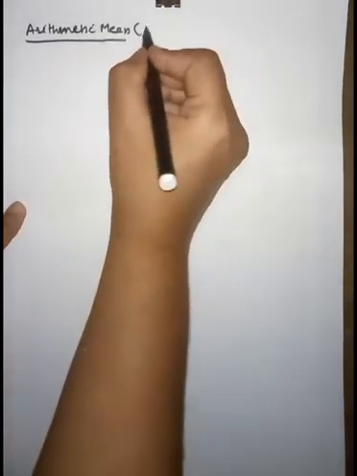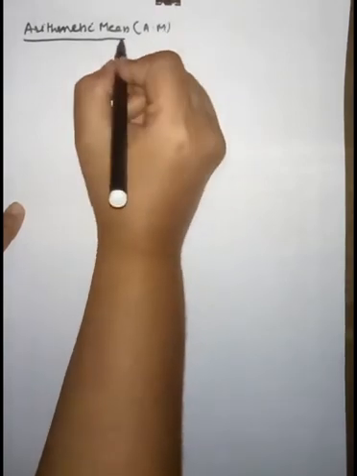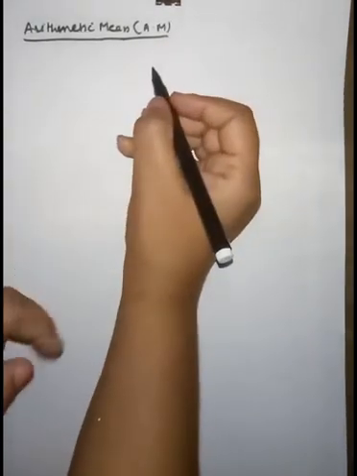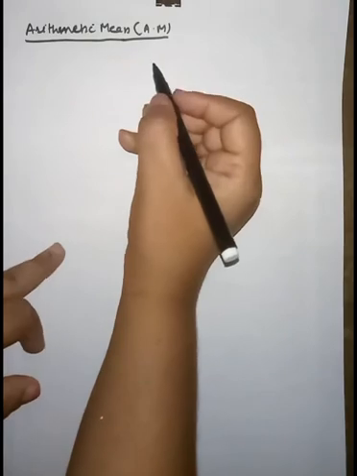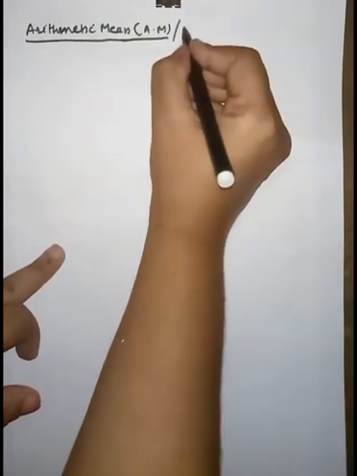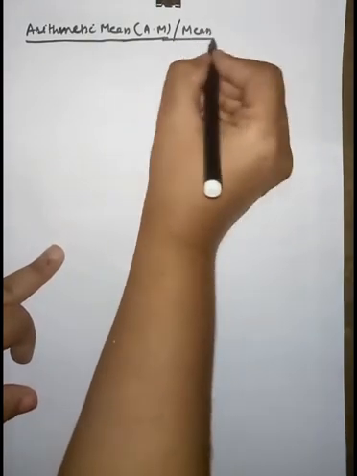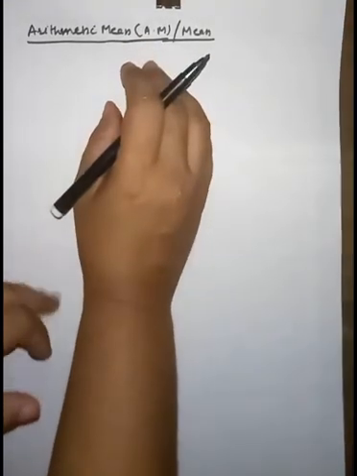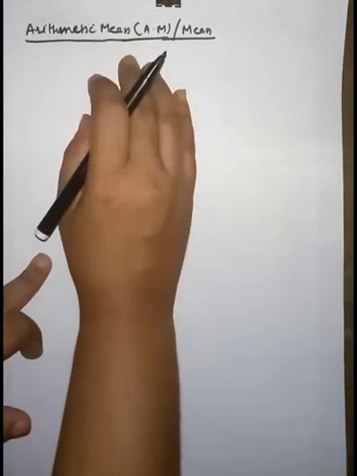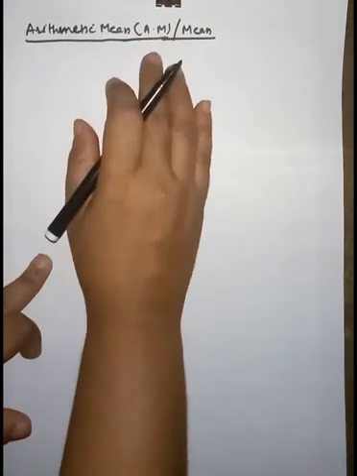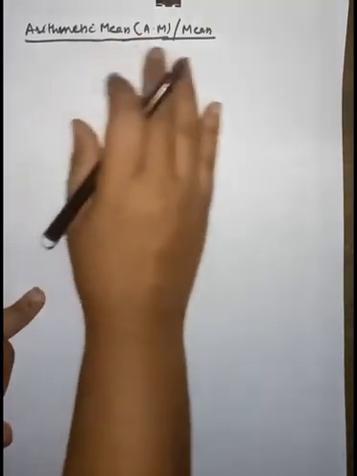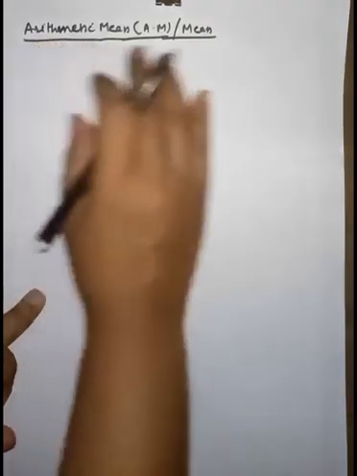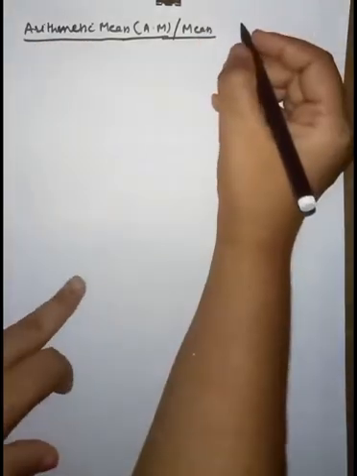As I told you, shortly we can write AM, arithmetic mean. Frequently it is called mean also. So friends, it is the most commonly used measure of central tendency for finding the averages. So now write the proper definition.